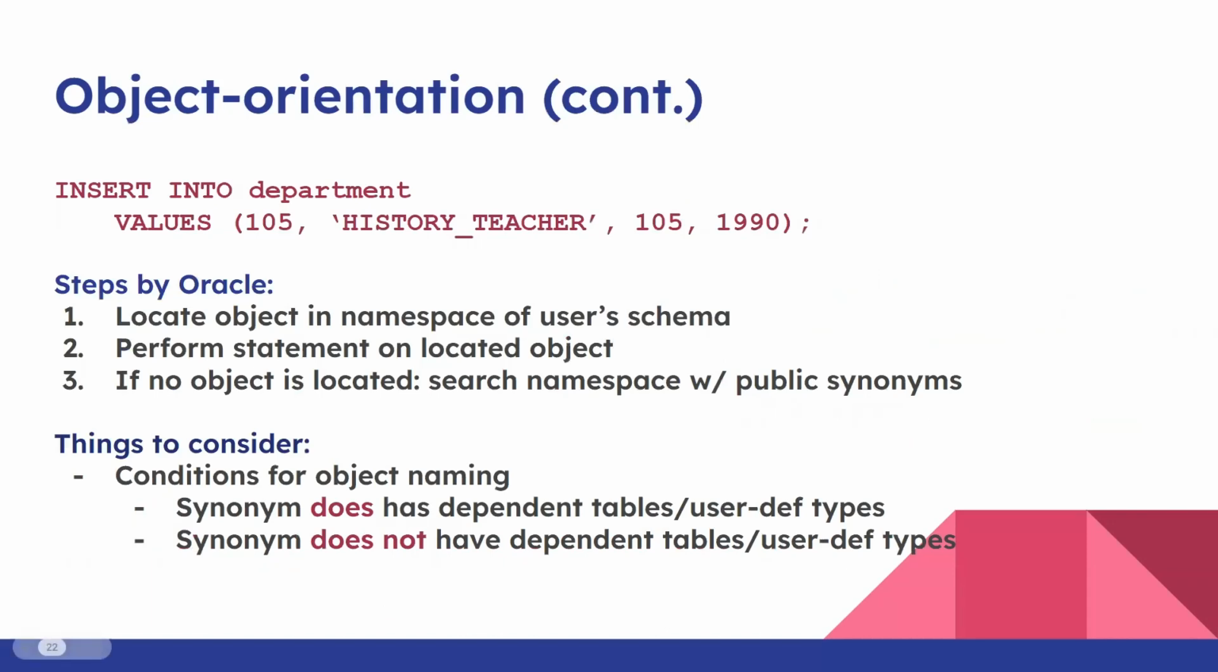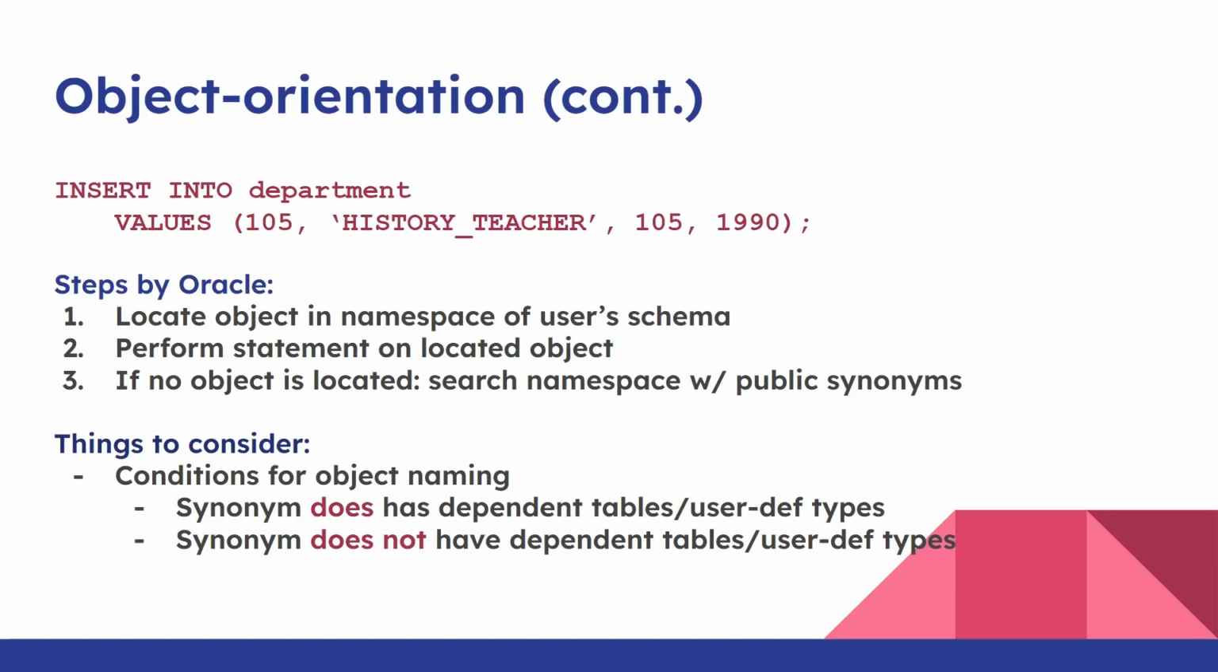So when you are working with statements such as the one below, Oracle will take certain steps to resolve the name department, as in this example. Firstly, it will attempt to locate the object in the namespace and the user schema containing tables, views, and private synonyms. If the object is private, Oracle locates this object by its synonym.